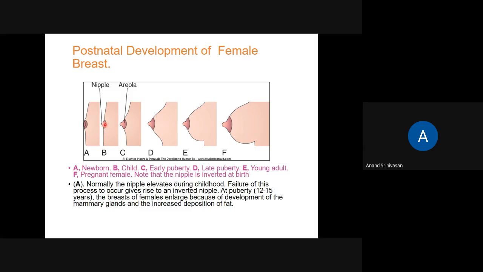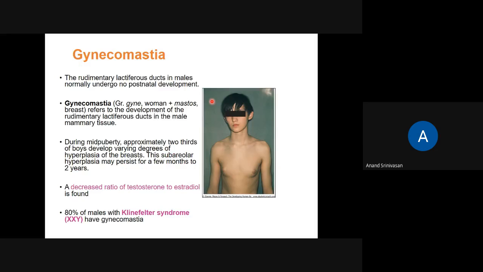Initially you can see there is an elevation of the nipple, then there is a small deposition of fat over the pectoral region, then this fat gets enlarged. These are the different Tanner stages in the development, which you will learn once again in your pediatric postings.